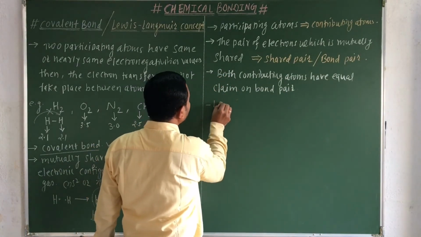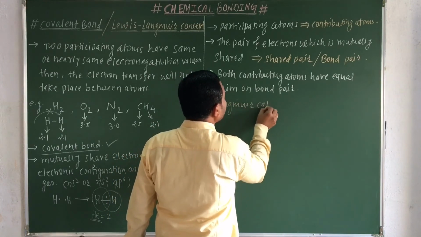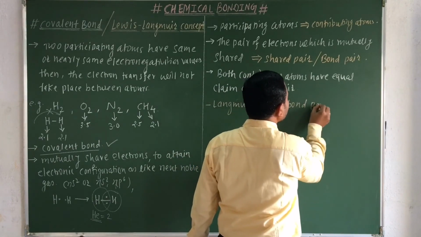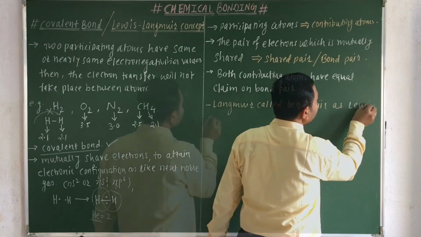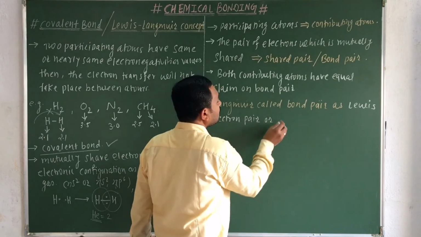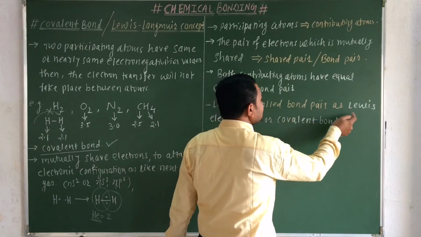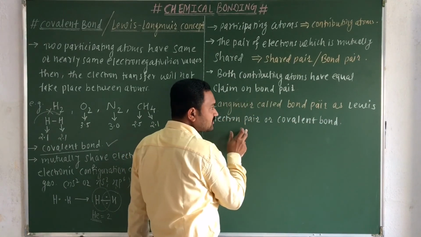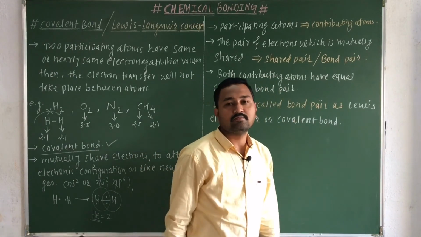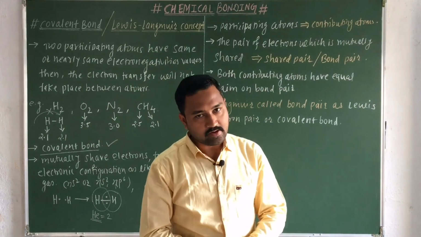Langmuir, another scientist, called this bond pair a Lewis electron pair, or a covalent bond. Langmuir first of all called this a Lewis electron pair. A Lewis electron pair is nothing but your bond pair or shared pair, also known as a covalent bond. So this is the Lewis-Langmuir concept about the covalent bond.